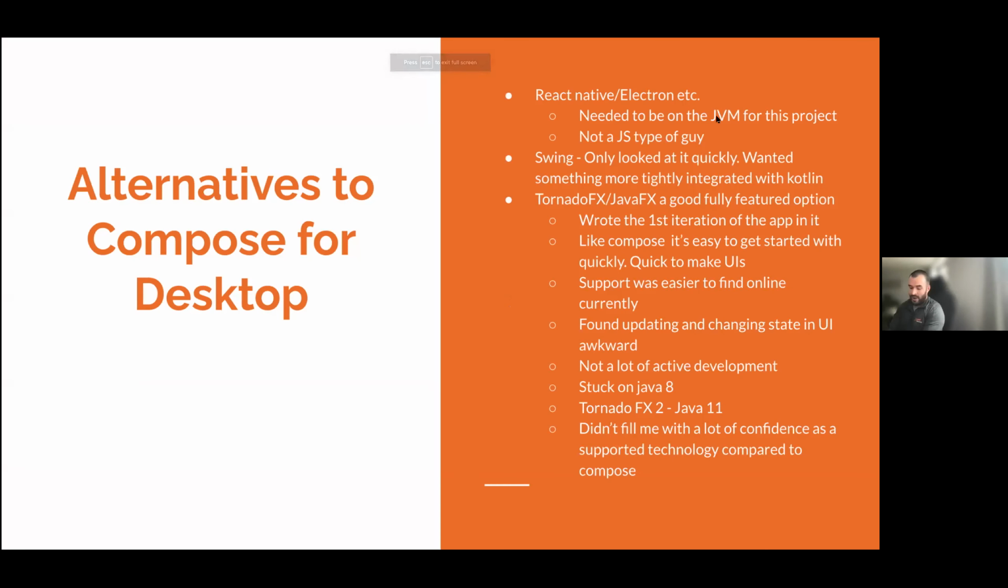So why did I pick Desktop Compose? Well, there's the alternatives. There's React Native and Electron. I really need this to be on the JVM because all of our compiled jars are jars, so it's just easy to have everything on the JVM. And I don't want to program in JavaScript. Swing, I could have used it. I'm sure it would have been great, but it's pretty old, and it's not very tightly coupled with Kotlin.